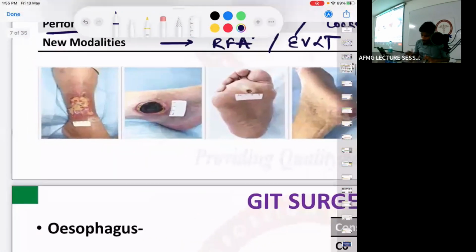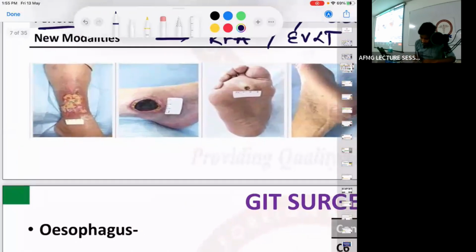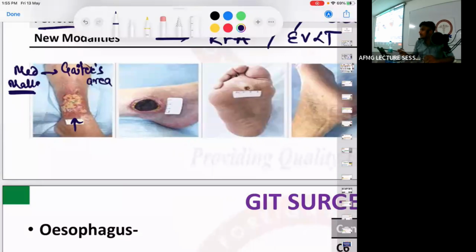Then next, these are important images, guys. What do you see here? Here you can see a superficial ulcer at the level of what? Medial malleolus. Okay, the medial malleolus area is also called which area? Gaiter's area. And here which ulcer is common?